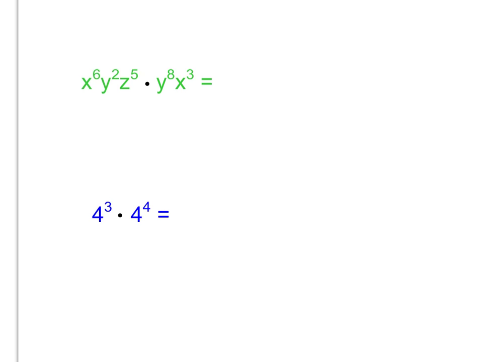Go ahead and try these 2 examples by yourself. Pause it. Once you're done, start the video back up and then see if you got them right.